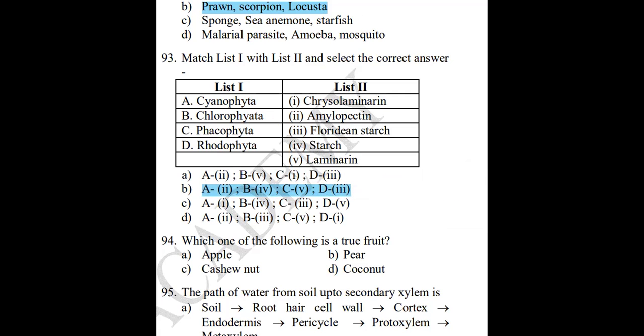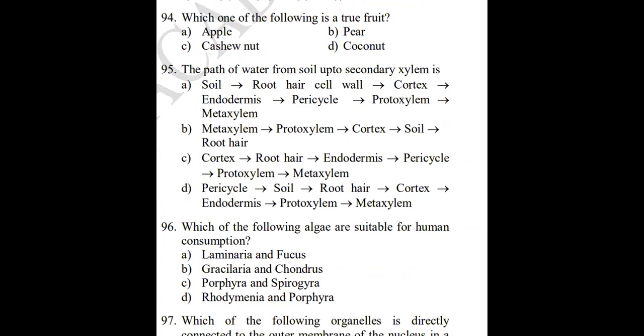Next, we move on to the next question. Which of the following is a true fruit? First, we have to understand what is a true fruit. Usually if we are talking about a fruit and a seed, we know that ovary is the one which gives rise to what? Fruits. So we'll write ovary gives fruit. And the ovule, ovule gives what? Yes, the ovule usually gives seed. Ovule gives seed.